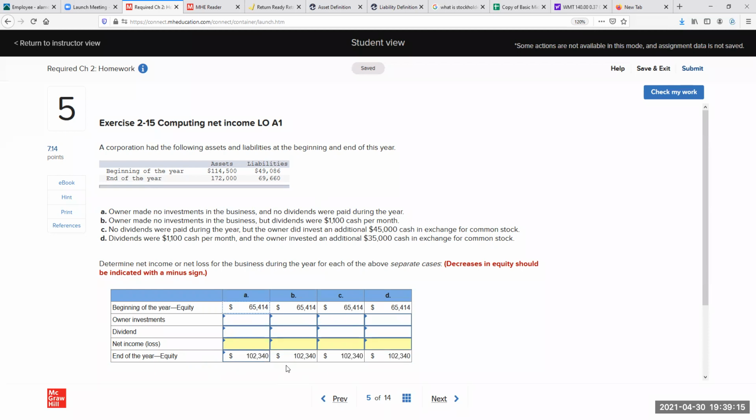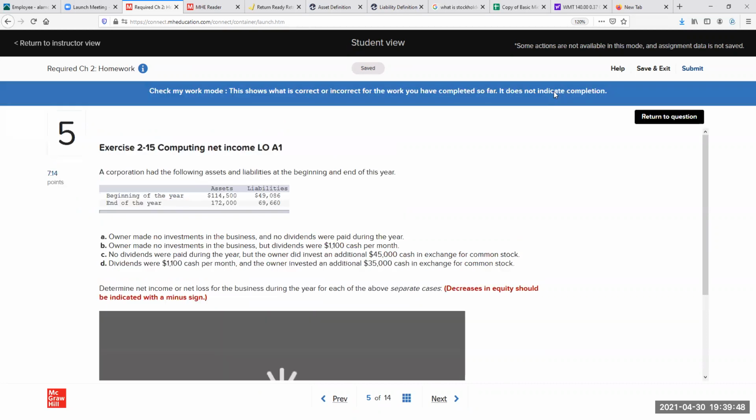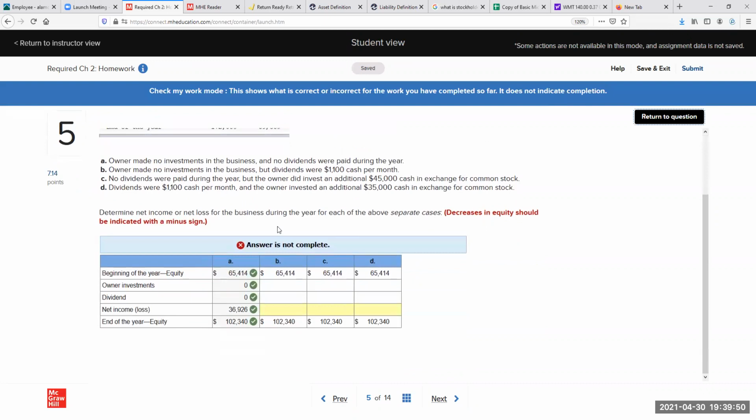All right, so now, how did you get from this, and did they give us anything else? Owner made no investments, no dividends were paid. So that means this plus 0 plus the income is equal to the 102. So if I take 102,340 minus 65,414 equals 36,926. Okay. All right. So that's all you're doing.